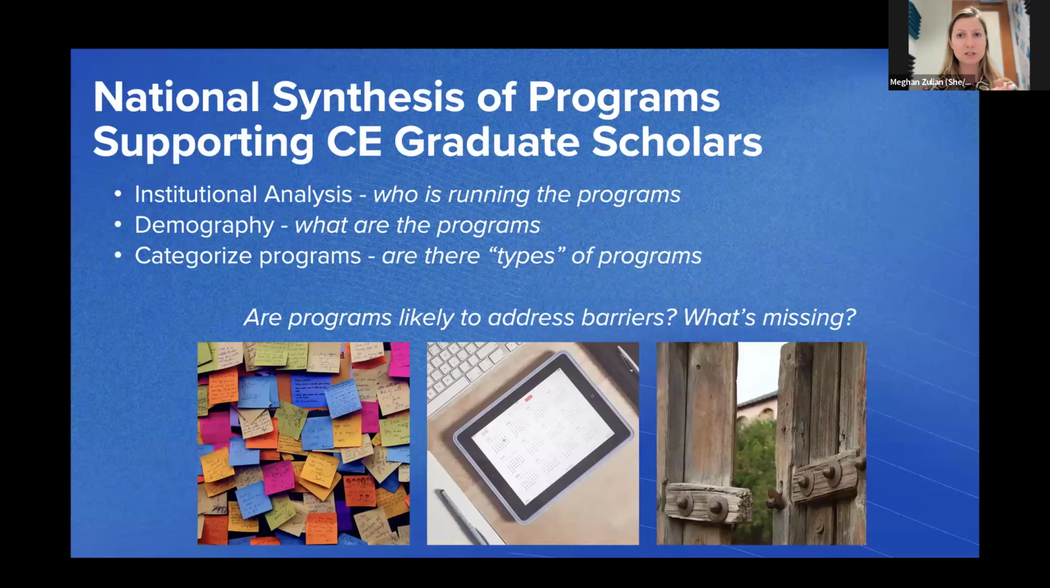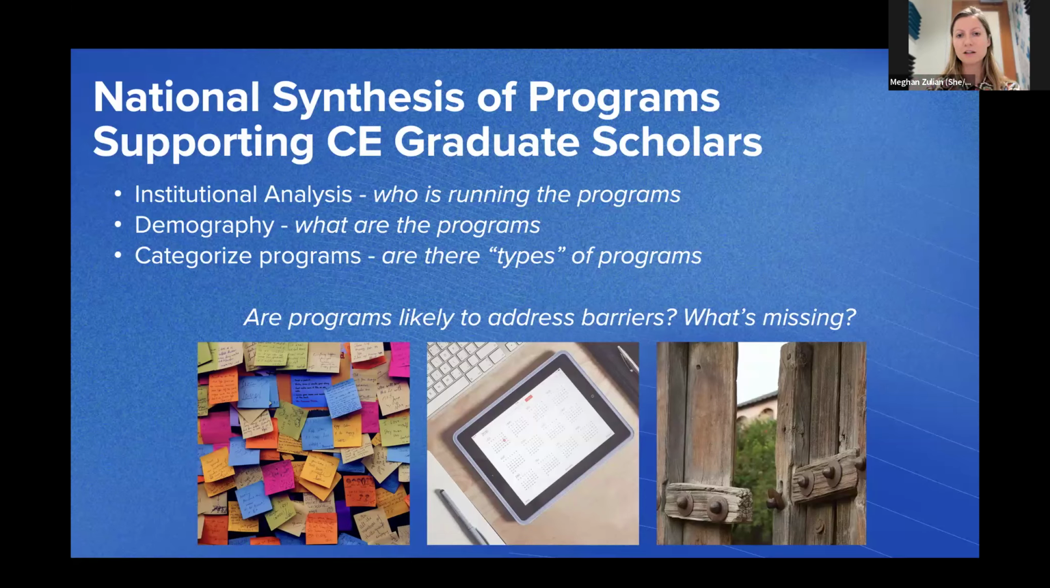And so I was so intrigued by the impact of this program on me and others, and wanted to know more about what other programs like that existed. So I set out, in what ended up being the third chapter of my dissertation, to do this national synthesis of programs supporting community engaged graduate scholars. There are a couple different components of this that I'll walk through. One is an institutional analysis. So what institutions are running these programs? What are the characteristics of those institutions? Demography. So really, what are the programs, both in terms of elements and their focuses? And based on that, is there a way to begin to categorize some of these programs?